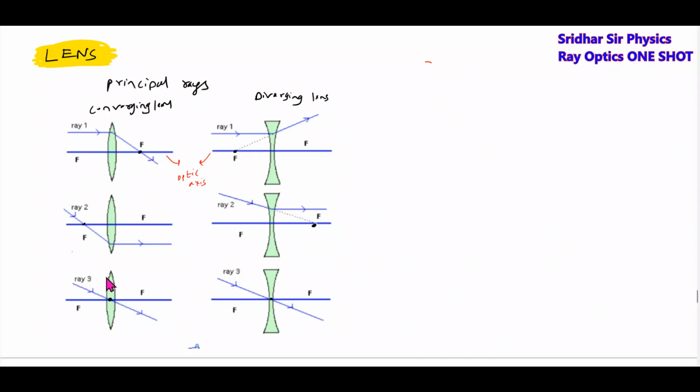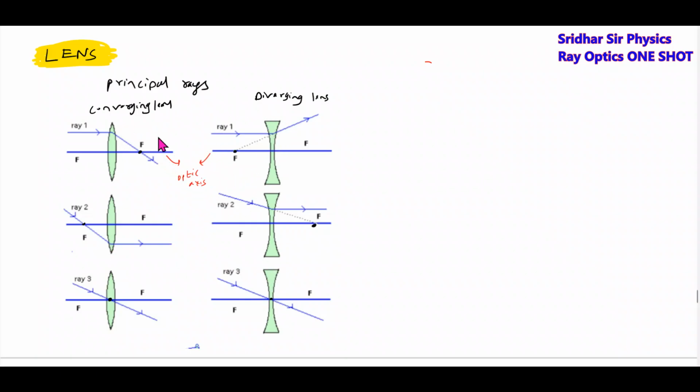This is a converging lens. It will bend the ray towards the optic axis. Next we have the diverging lens. If a ray is incident parallel to the optic axis, after refraction it will diverge from the focus. If a ray is incident toward the focus, after refraction it will become parallel to the optic axis. If the ray passes through the optic center, it will go undeviated. This is the diverging lens. We'll define it like this. This is a converging lens. This will be a diverging lens.